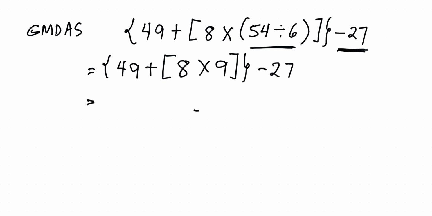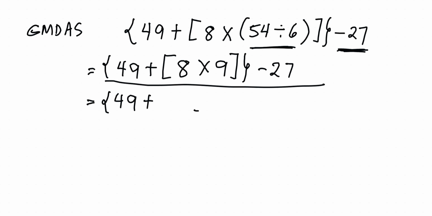So from here, the inner grouping we have is the 8 times 9. So let's solve that first. Copy the brace, 49 plus, and what is 8 times 9? That is 72. Don't forget to copy the addition sign, and then plus 72. Okay, and then no need to copy the bracket anymore, just only the brace. Minus 27. Okay, we still have some grouping here, which is 49 plus 72. So we have to solve that first.